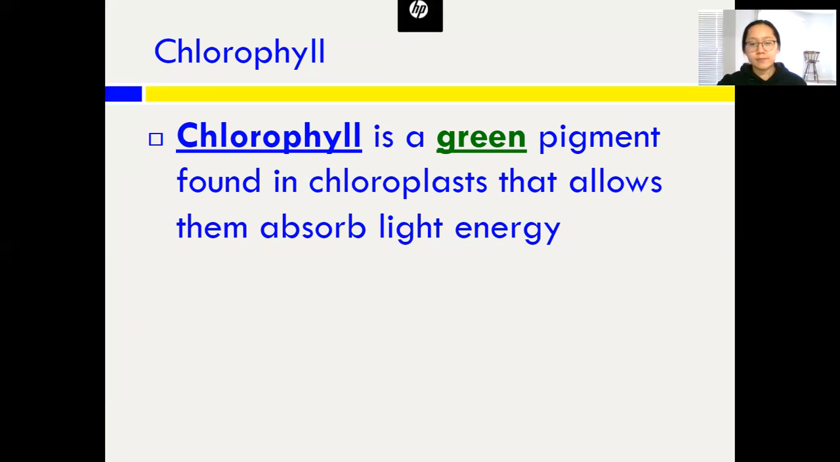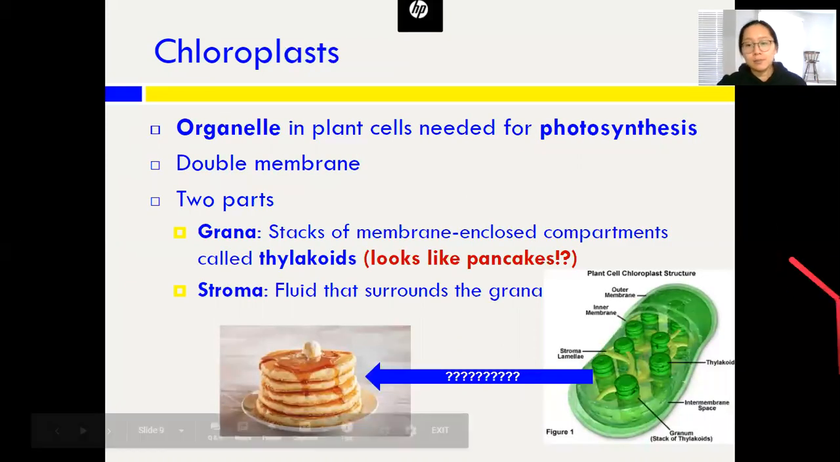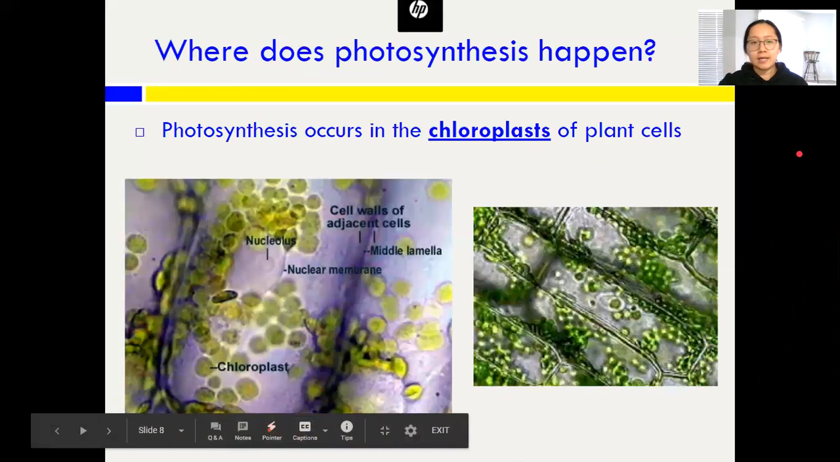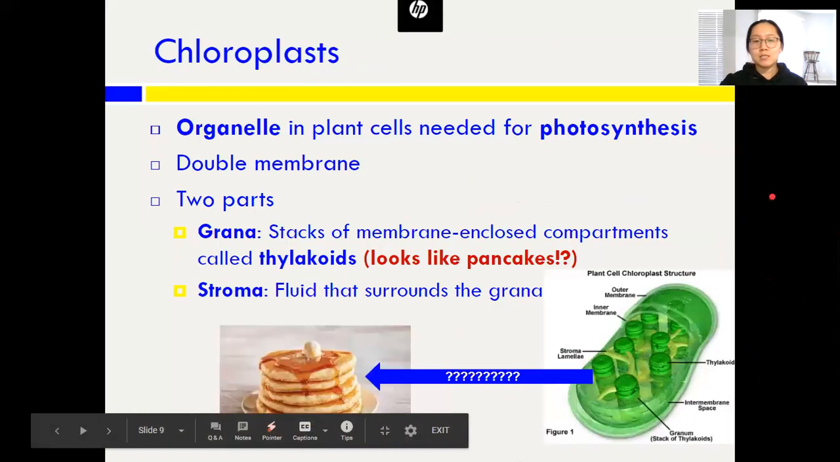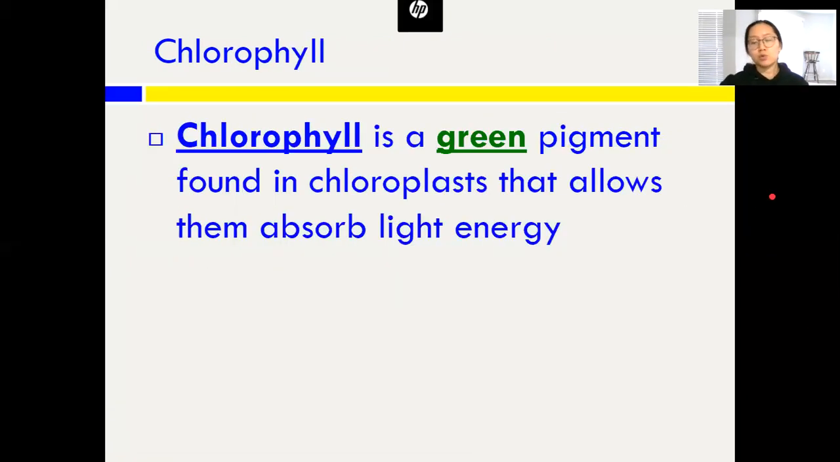So chlorophyll is green. And as you can see right here, the little chloroplast right here is green. And over here inside of the plants, it's green. And that's because of chlorophyll. And that's a pigment that is absorbing light energy.